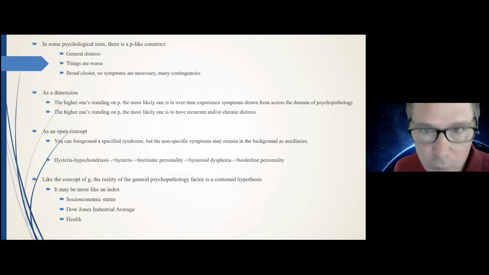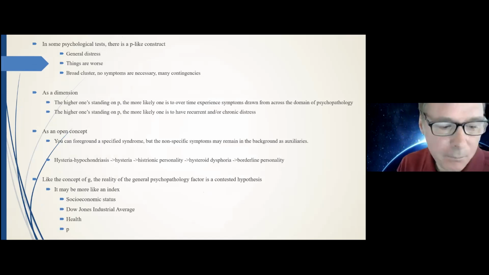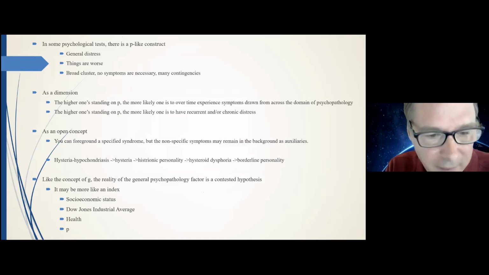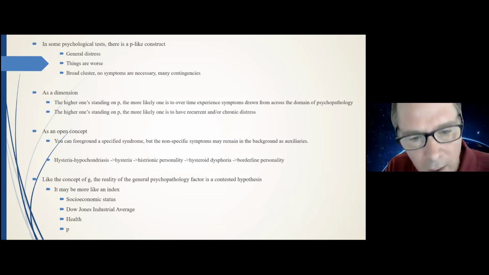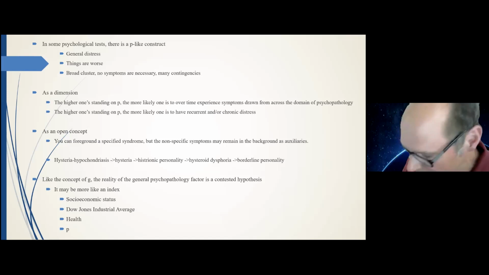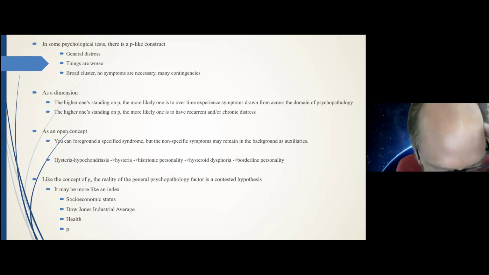Maybe another example would be something like health. There's not a thing in your body that causes you not to be sick or that causes you to live a long life. And so again, p may be an index. It may be a description that says this person likely has a lot of comorbid symptoms and is likely to have current distress, but it doesn't necessarily cause the comorbidity.